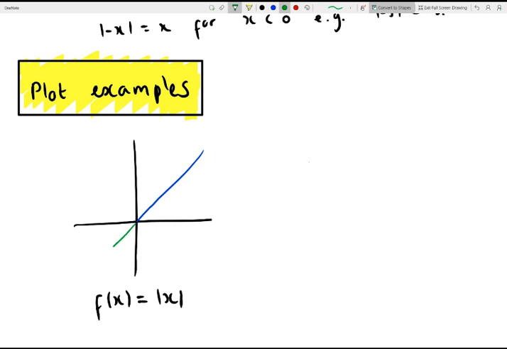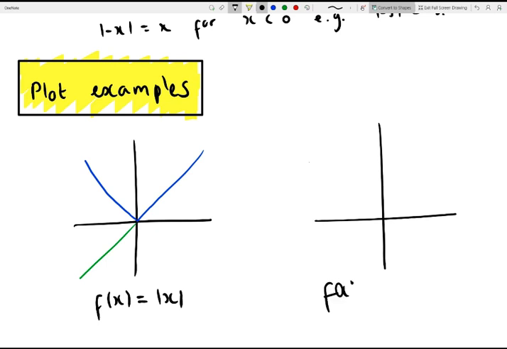So here's where the graph of f of x equals x would normally be. So we just have to reflect up here, and now we're going to plot f of x equals the modulus of x minus 1 squared minus 16.